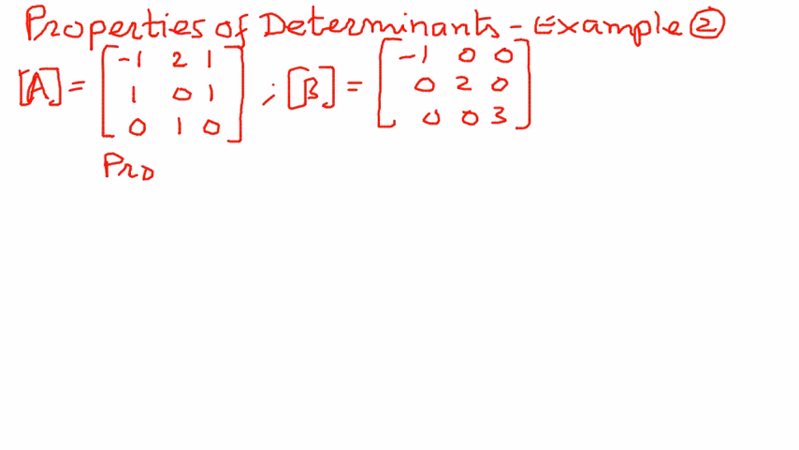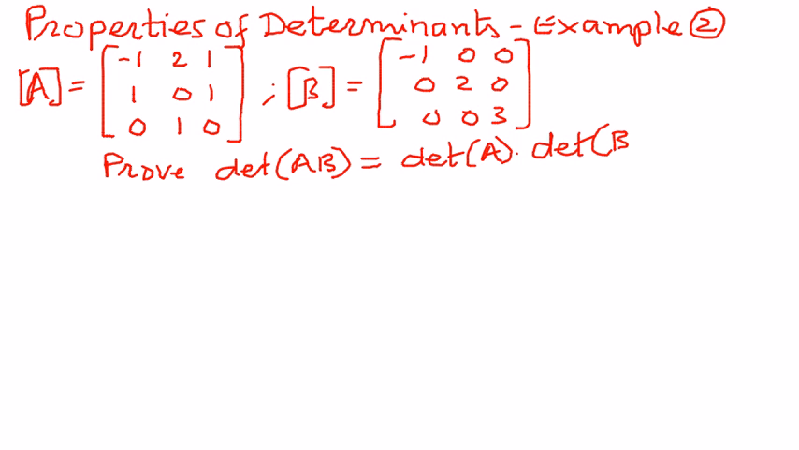of determinants. Prove that the determinant of AB is the same as the determinant of A times the determinant of B. So let us take the left hand side, that is, we will find the product of matrix A times B, then find the determinant of that, and then we'll find the right hand side. And if those two numbers are the same, then we have proved this particular example problem.